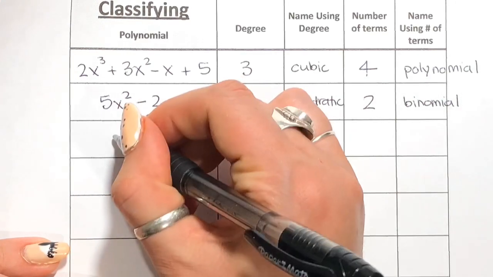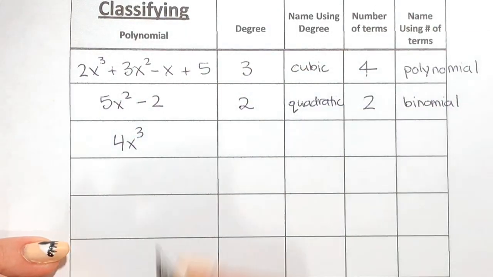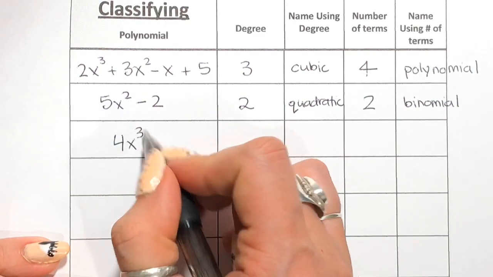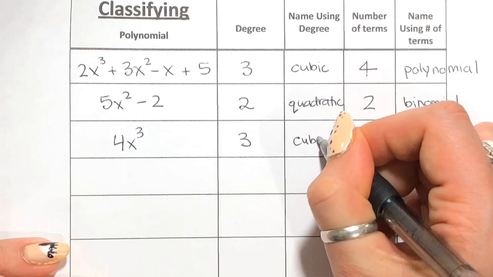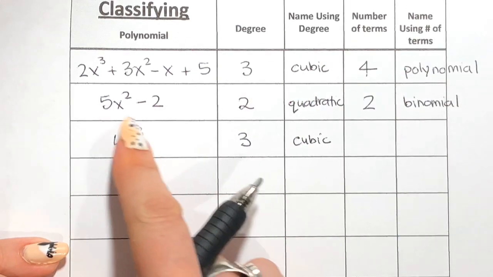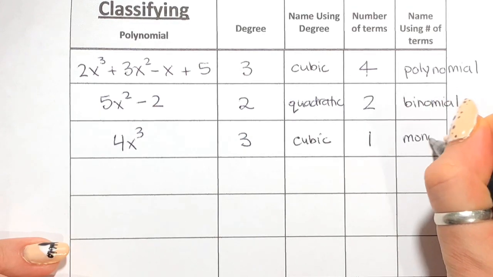Okay, let's do 4x cubed. So on this one, we only have one thing here. The highest degree is a 3. We call that a cubic. And then if there's only one term like this, we call it a monomial.